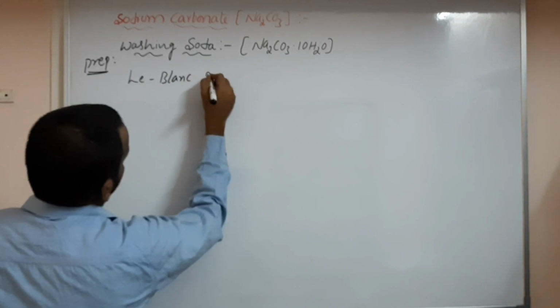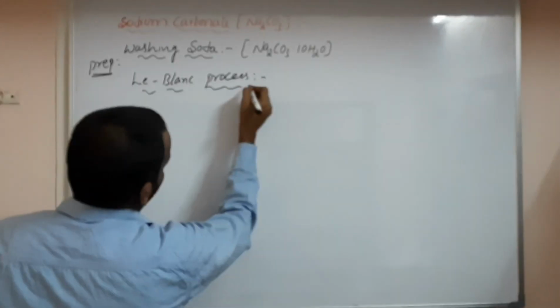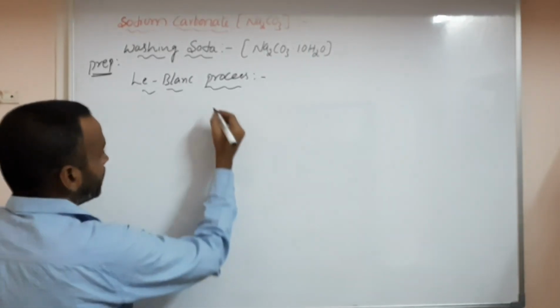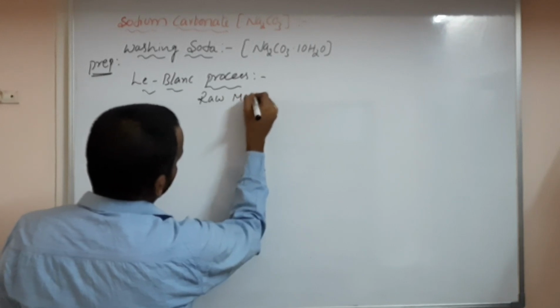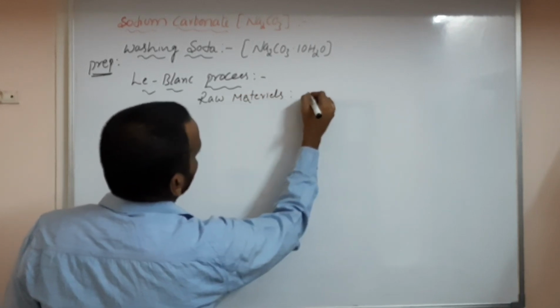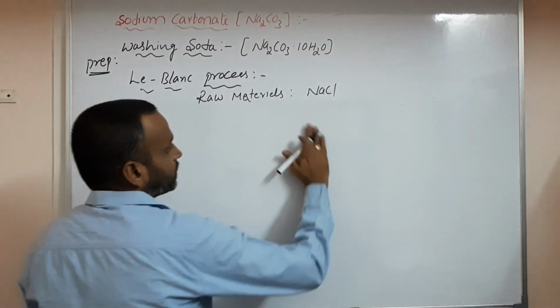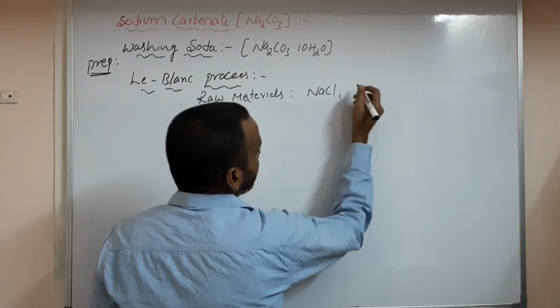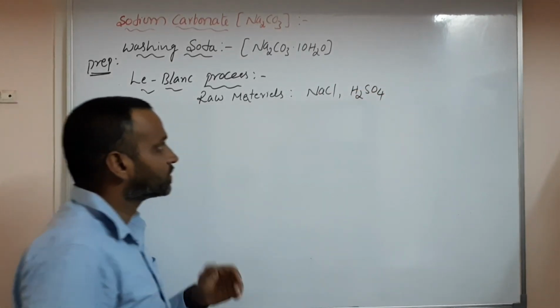Leblanc's process for the preparation of sodium carbonate. Here also we use raw materials. What are the raw materials used here? Sodium chloride, the same brine solution we use, and H2SO4, sulfuric acid.